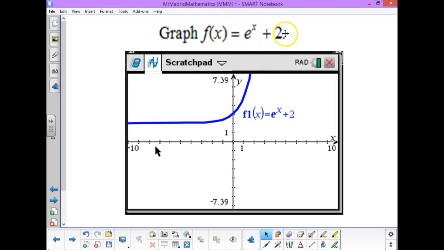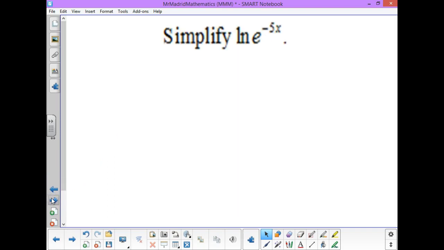This plus 2, the way it's been done in the past, is a vertical shift, so you'll notice that it's been shifted up two. You're highly encouraged to play with e to the x and do different funky things to it, but that's just the basics.